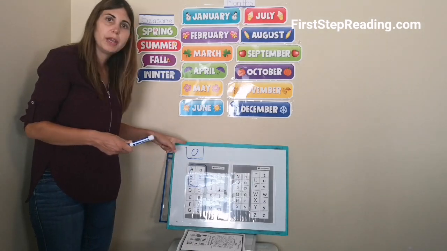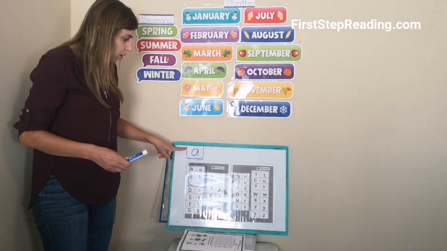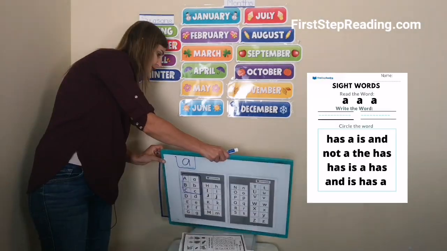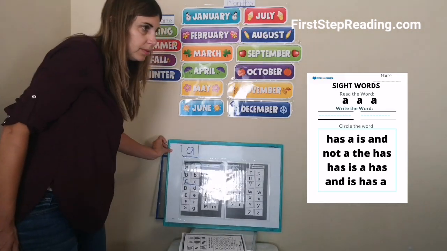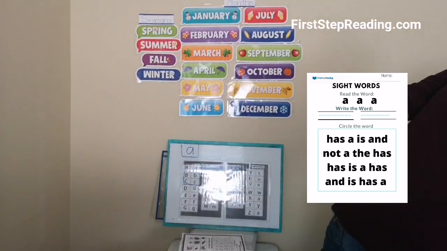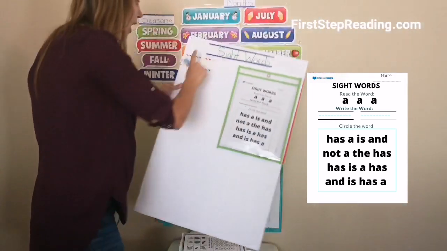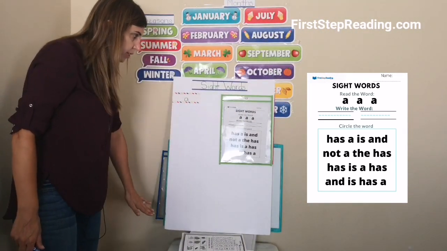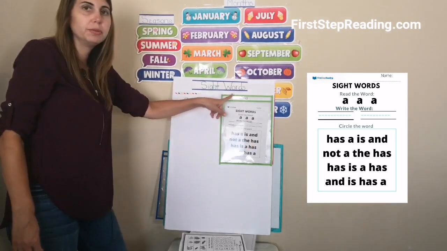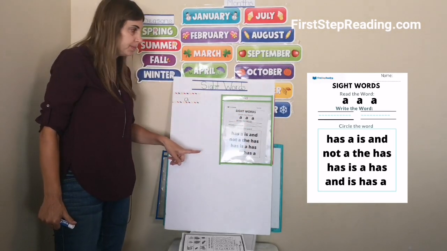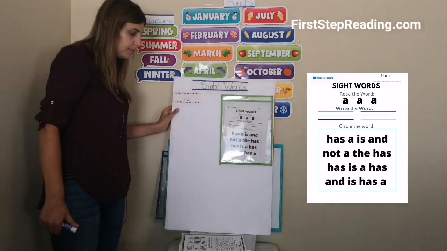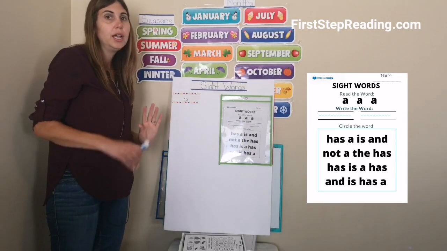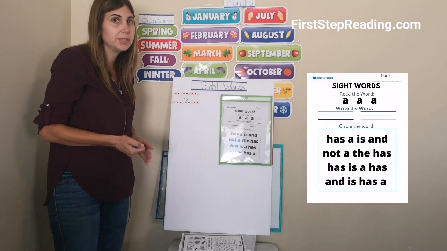Sight words, you can make flashcards. See how I made a flashcard for my sight word, A. And every time we have a new sight word, I'll make another flashcard. So this is your worksheet for practicing sight words. Okay, there's a lot of worksheets. I'll put them all up so you can see.